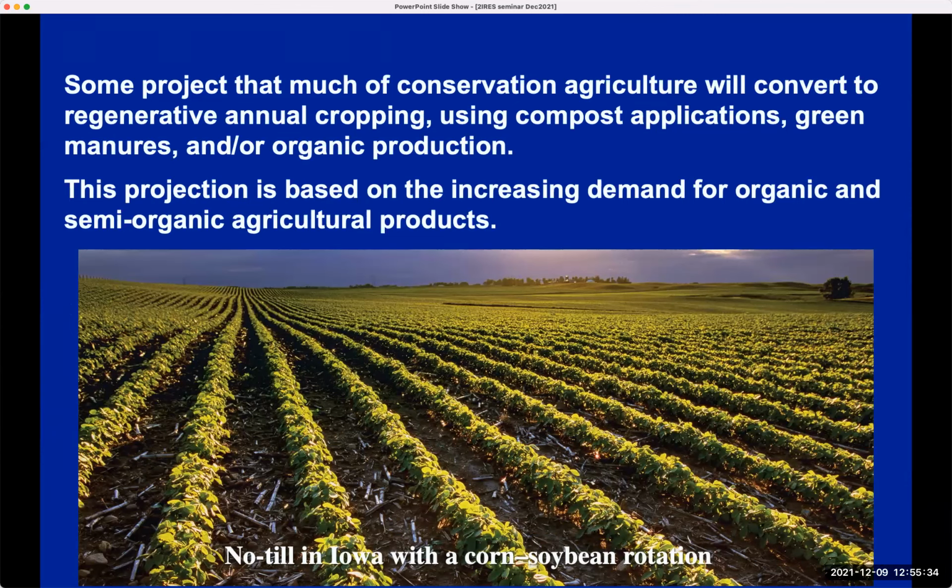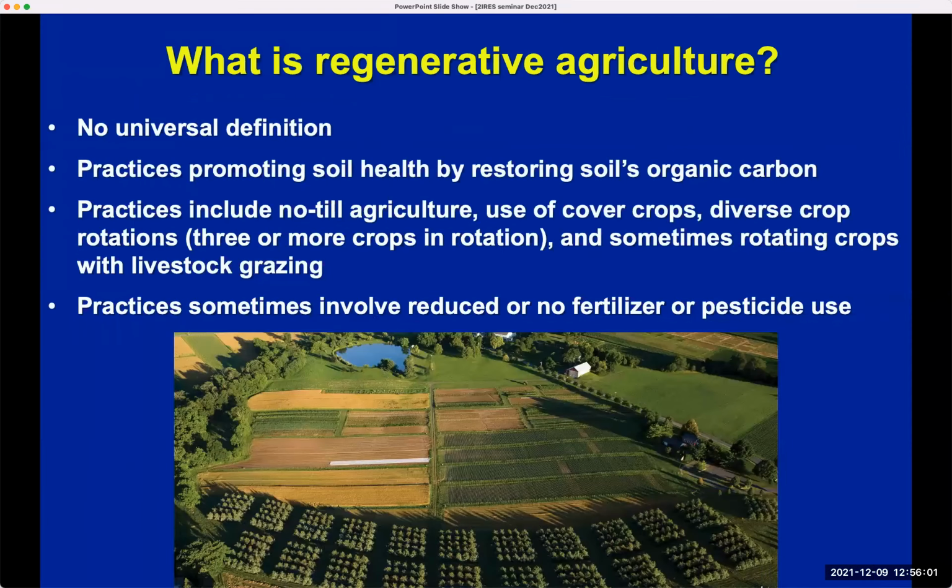And some project that conservation agriculture will turn into this kind of regenerative annual cropping, and the farmers will start using more compost and maybe green manures. And right now we have some farmers that are trying organic conservation ag. And so that leads me to regenerative ag, because it's what you hear on the radio, on TV. It's kind of the hot item.